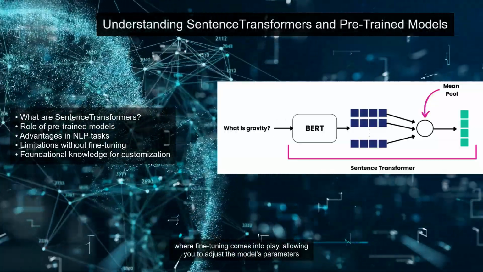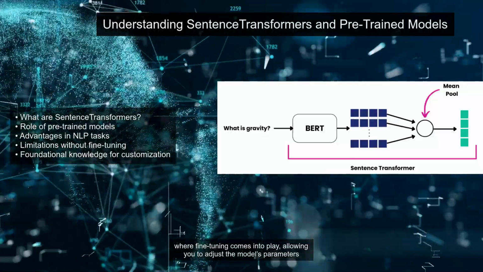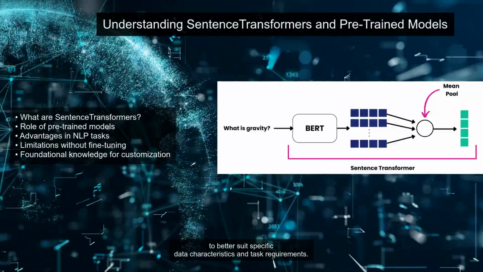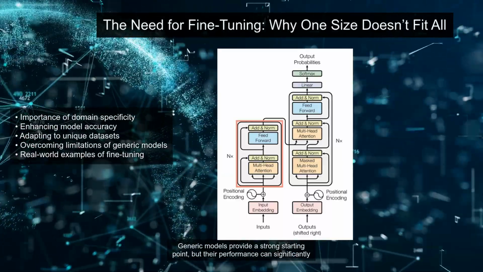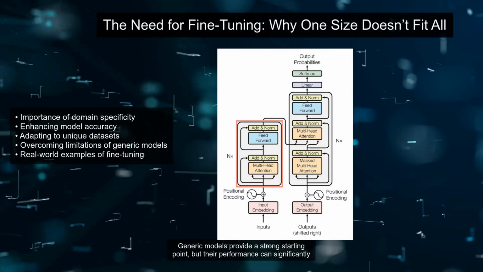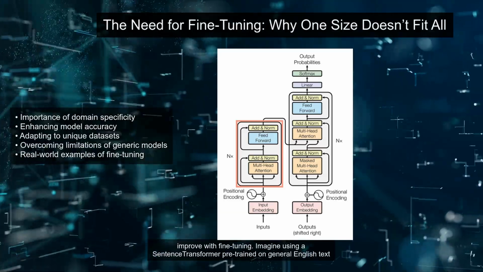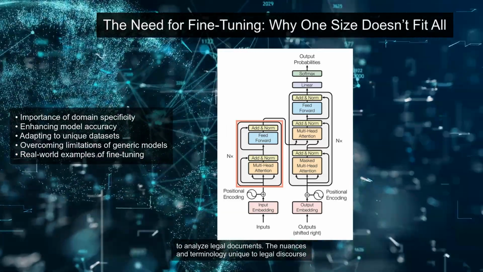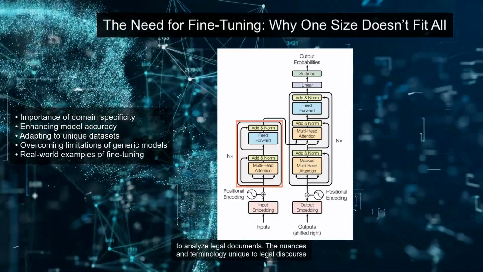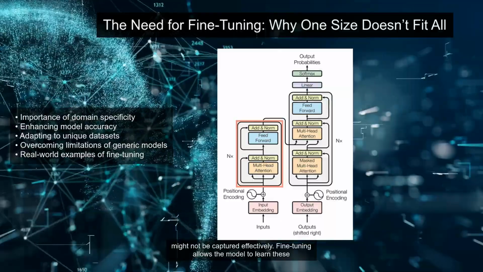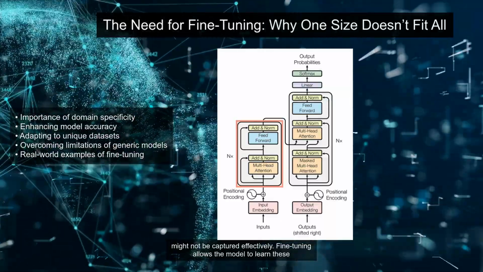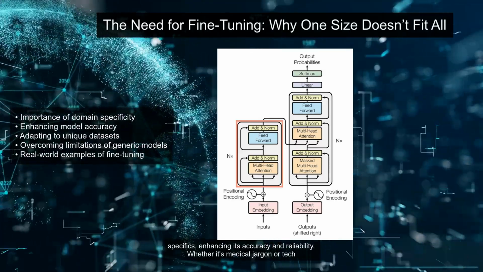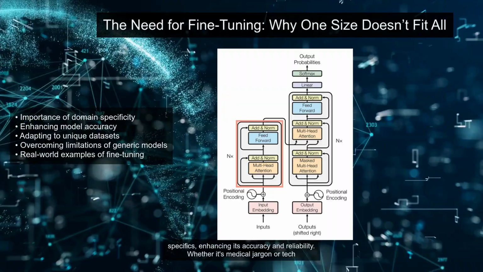This is where fine-tuning comes into play, allowing you to adjust the model's parameters to better suit specific data characteristics and task requirements. Generic models provide a strong starting point, but their performance can significantly improve with fine-tuning. Imagine using a sentence transformer pre-trained on general English text to analyze legal documents. The nuances and terminology unique to legal discourse might not be captured effectively. Fine-tuning allows the model to learn these specifics, enhancing its accuracy and reliability.